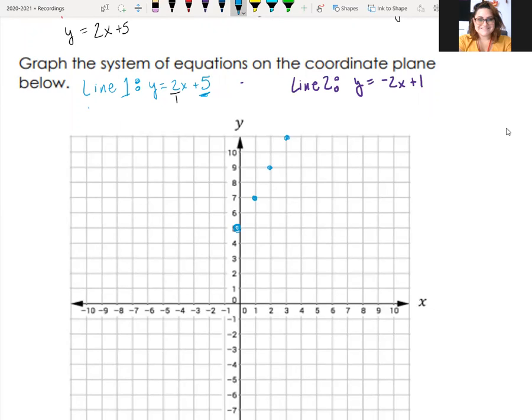If you wanted to go down instead, we would go down 2 and left 1. Down 2, left 1. We could continue that pattern further. And then let's go ahead and put our line through it.